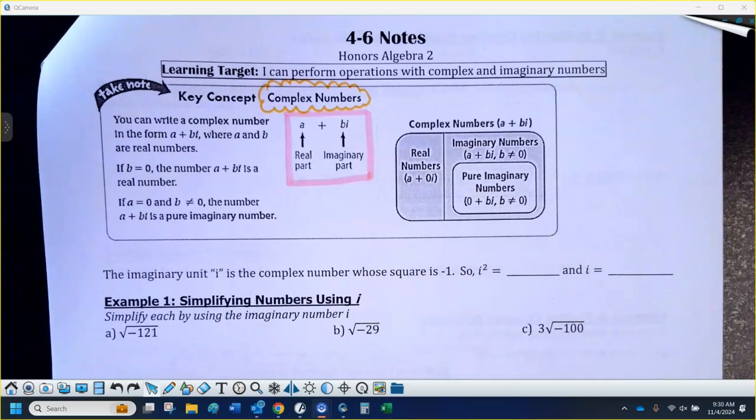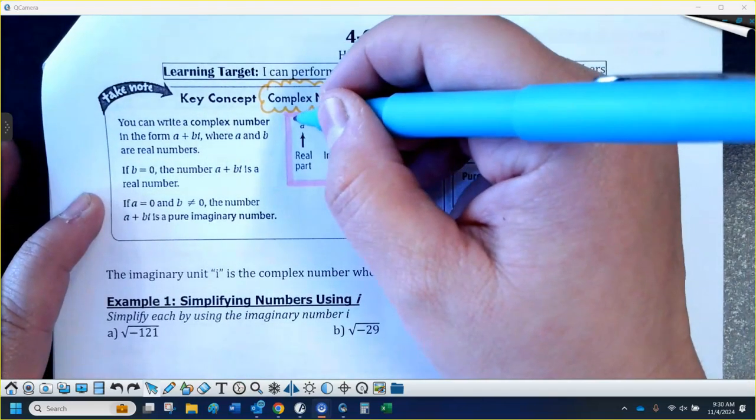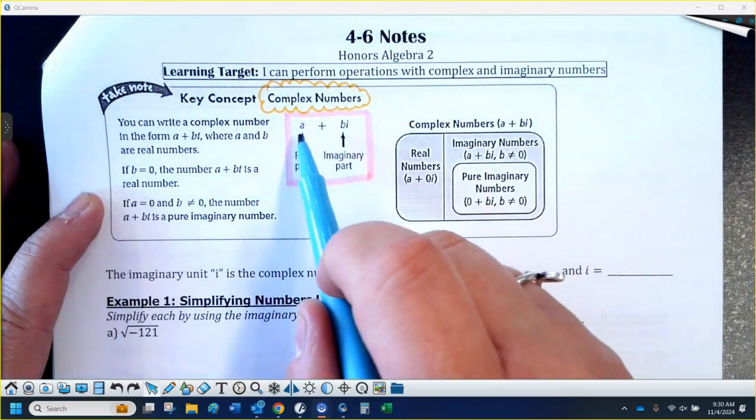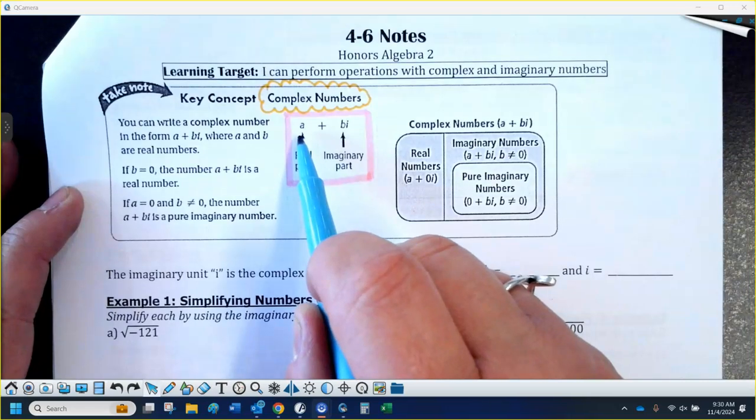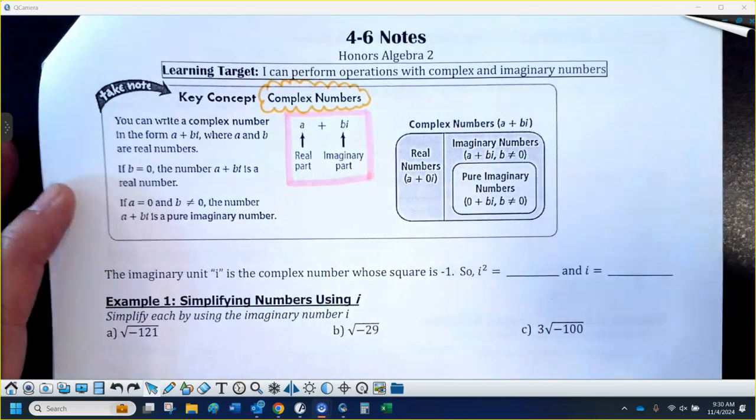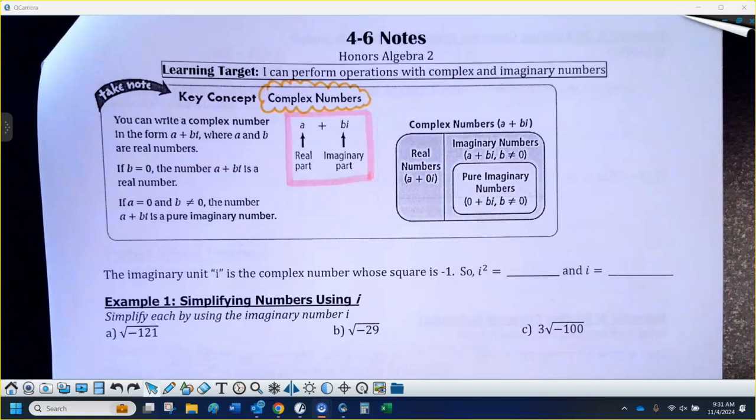Every single number can be written as a complex number: real numbers, and what we're going to introduce today, which are imaginary numbers. The format for a complex number is in the middle here, and it looks like this: a plus b times i. i is the imaginary part of that. Whatever's in the place of a is what we call the real part, and the b times i value is the imaginary part. i is not a variable.